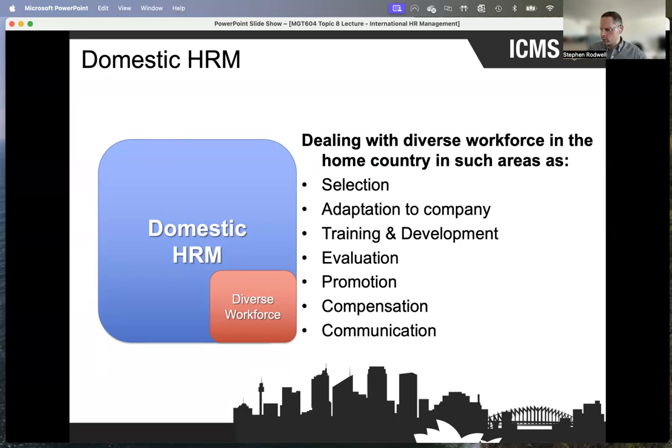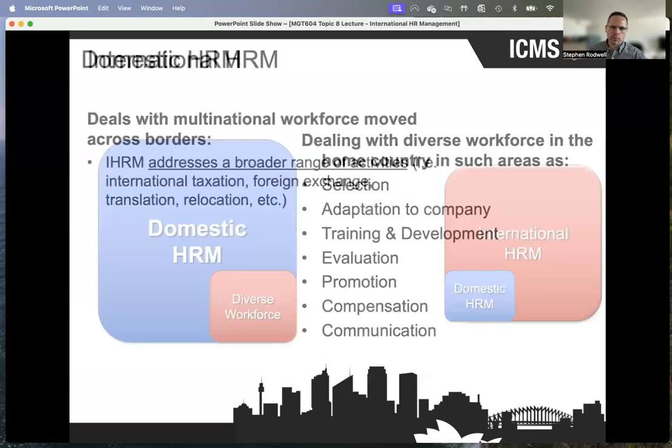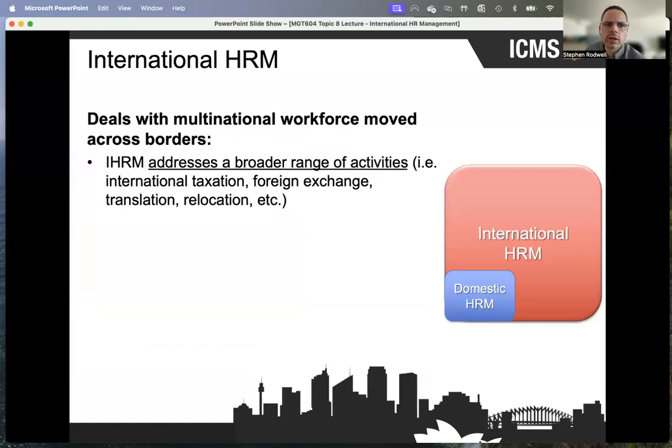It's actually moving into the strategic area, certainly in the last 15, 20 years. That's very, very important domestically, arguably even more important in the international perspective. International HR management deals with the multinational workforce, which is obviously the workforce from the parent company moving across borders. It addresses a broader range of activities, including complex aspects like international taxation, forex, foreign exchange, translation, and relocation.